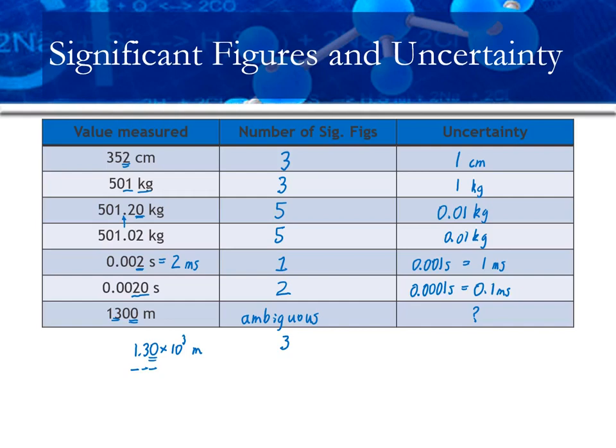And it would have an uncertainty of 0.01 times 10 to the third meters, or we could write that as 0.01 kilometers. So there's examples showing all of the possible cases for counting significant figures and determining the uncertainty in the resulting value.